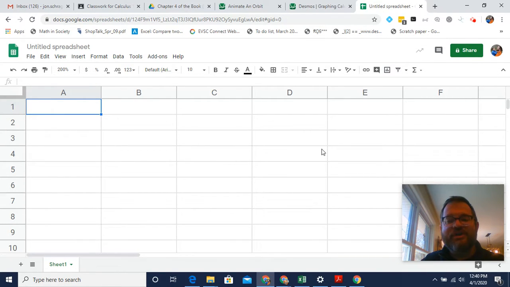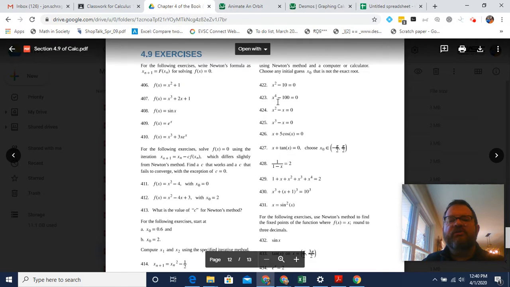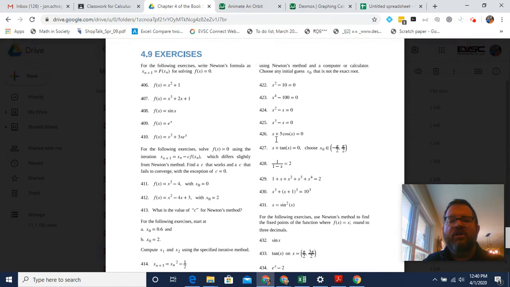We're going to do some Newton's method problems on a spreadsheet, which I think you're going to like a lot better than doing it on a calculator. The problem we're going to be doing, I know it might be a little hard to see right here, is number 426 from this section of the book. The equation it is trying to find the zeros of is x minus 5 cosine x.